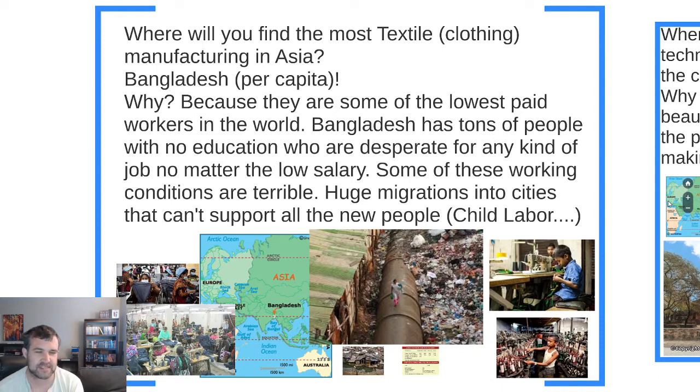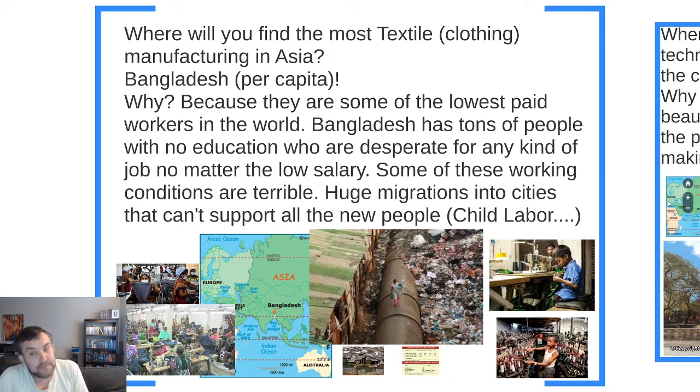Okay, where will you find textile clothing manufacturing in Asia? I don't know if I talked about textiles yet, but it's just another word for anything to do with cloth. And you will actually find the most textile manufacturing in China, but the country of Bangladesh has the most per person. China's just so big. They have so many people that of course they're going to make a lot of textiles. But second place is probably the Bangladeshis.